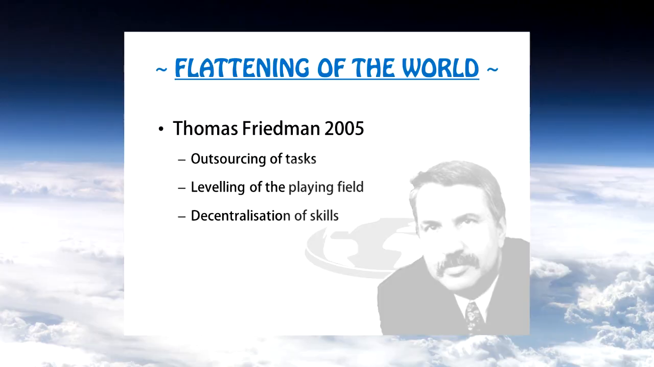The flattening of the world is an idea proposed by Thomas Friedman in 2005. What it speaks towards is a trend of outsourcing. Outsourcing is giving a task to the lowest bidder. So any of this intelligent computer work that was typically confined to Western societies can now be outsourced to the lowest bidder across the world.